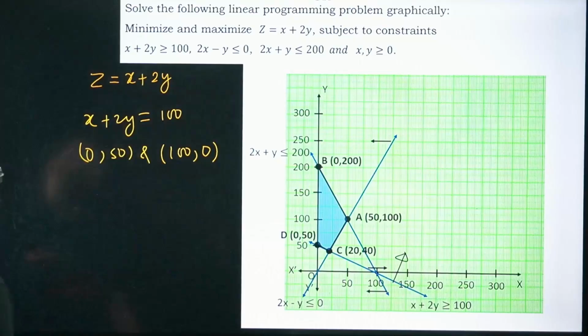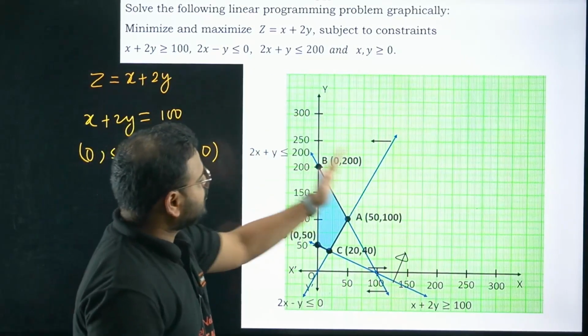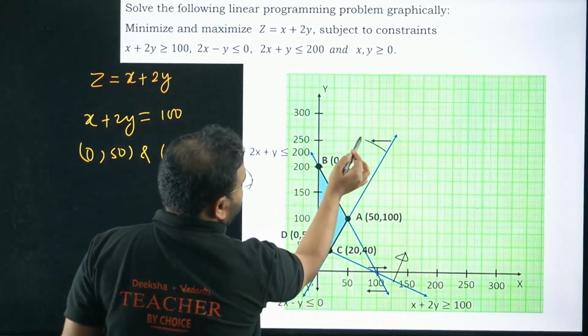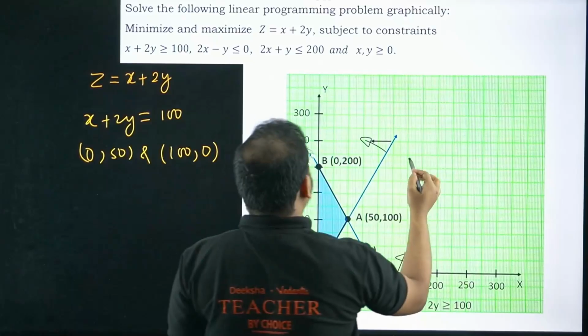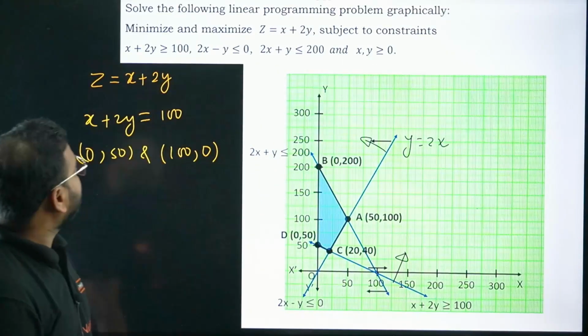What else we have? The second one, 2x minus y less than 0. Plot this line and we have to go less, right? So above over here. Okay, x has to be less on this side, so above this. Please check, they are mentioned over here. This is your line, no? y equal to 2x is the line. All right, what else we have?